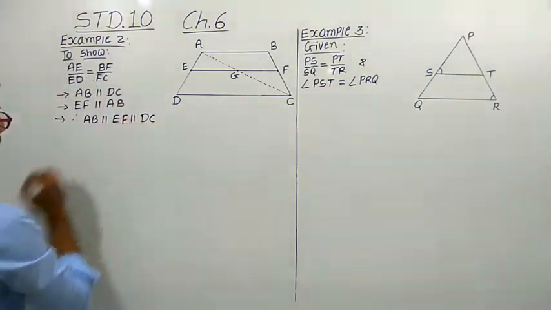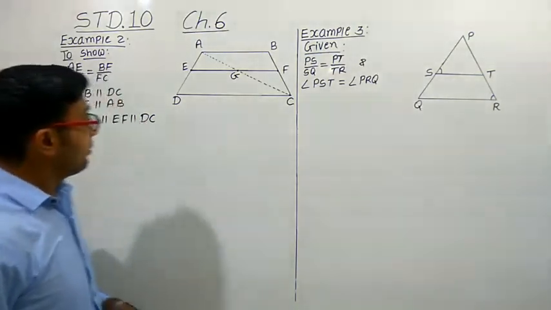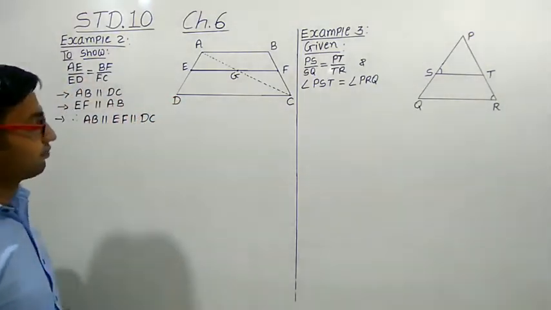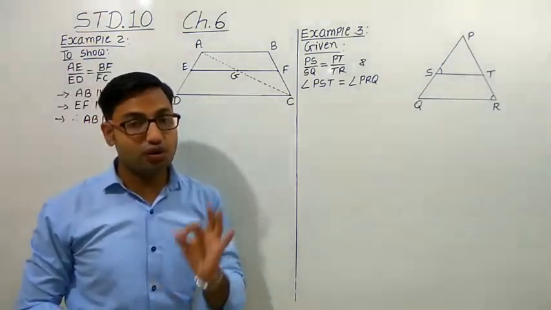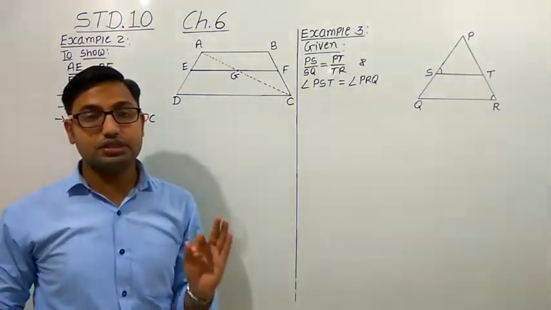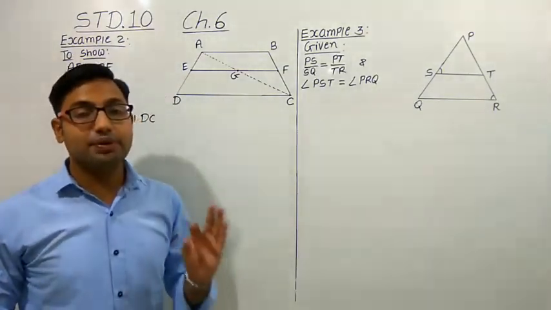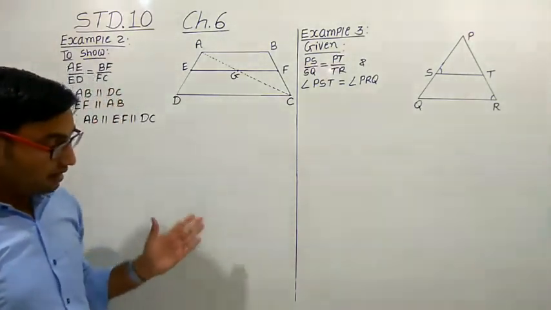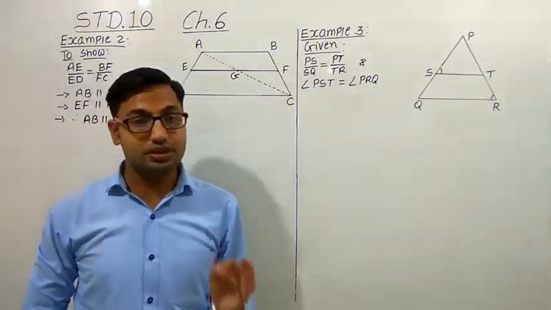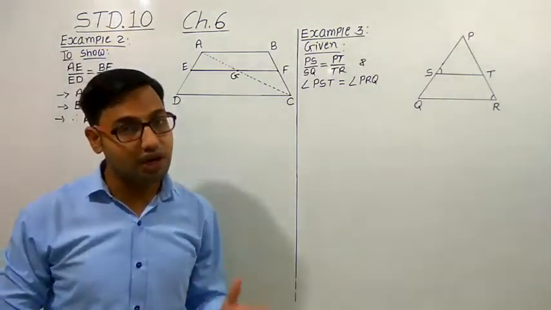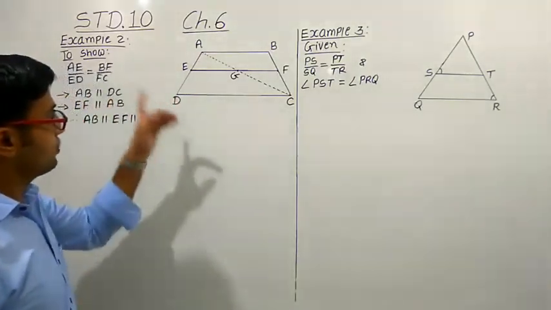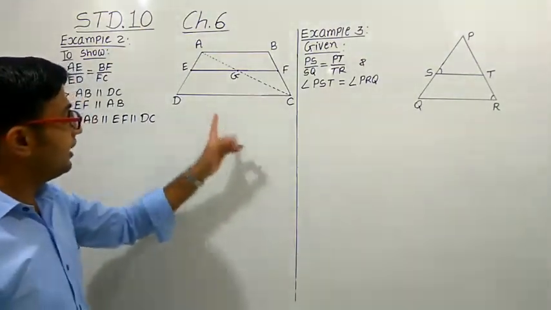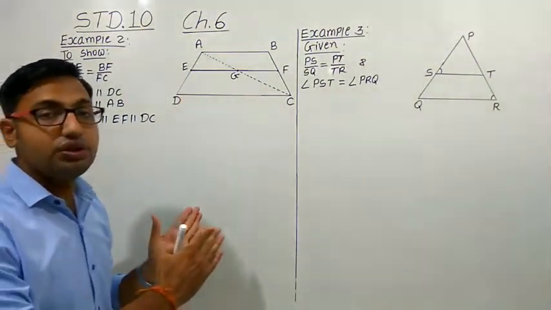Okay. Now, what we have to prove is AE upon ED is equal to BF upon FC. So let us first think about what we have studied till now, that is theorem 6.1 and 6.2, the basic proportionality theorem and the converse of that theorem. That theorem is only for triangles. It is not for the trapezium or any kind of quadrilateral. So first of all, we have to draw a diagonal AC so that this trapezium is divided into two triangles.